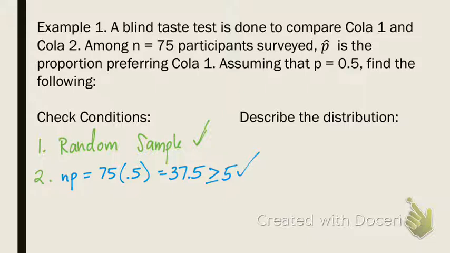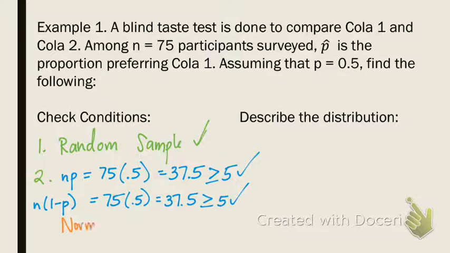I want you to show your work just like this. So say n times p, the number's plugged in, what that is, and then it's greater than or equal to 5. Then I check n times 1 minus p, which ends up being the same thing. That is also greater than or equal to 5. So that means that we have a normal distribution. When you're checking your conditions, I want it to look identical to this.